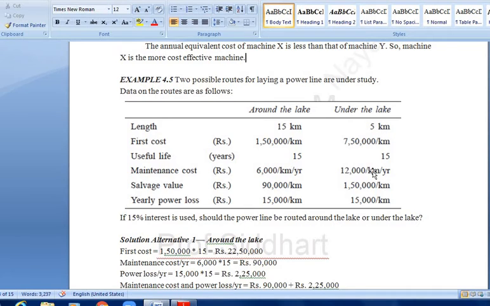So 12,000 per kilometer. So for 5 km, 12,000 times 5, that is 60,000 will be the maintenance cost. And similarly salvage value 1,50,000 per kilometer. So 1,50,000 into 5, that is 7,50,000 will be the salvage value. Yearly power loss also is 15,000 per kilometer. So into 5, that is 75,000 total yearly power loss.